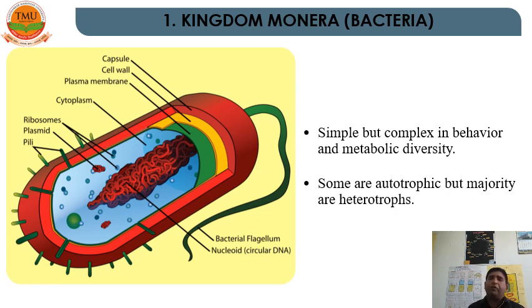Many bacteria are autotrophic, like they can do photosynthesis, but the majority of them are heterotrophs, like parasites, decomposers, and saprophytes, and so many diverse life strategies can be found in bacterial cells.